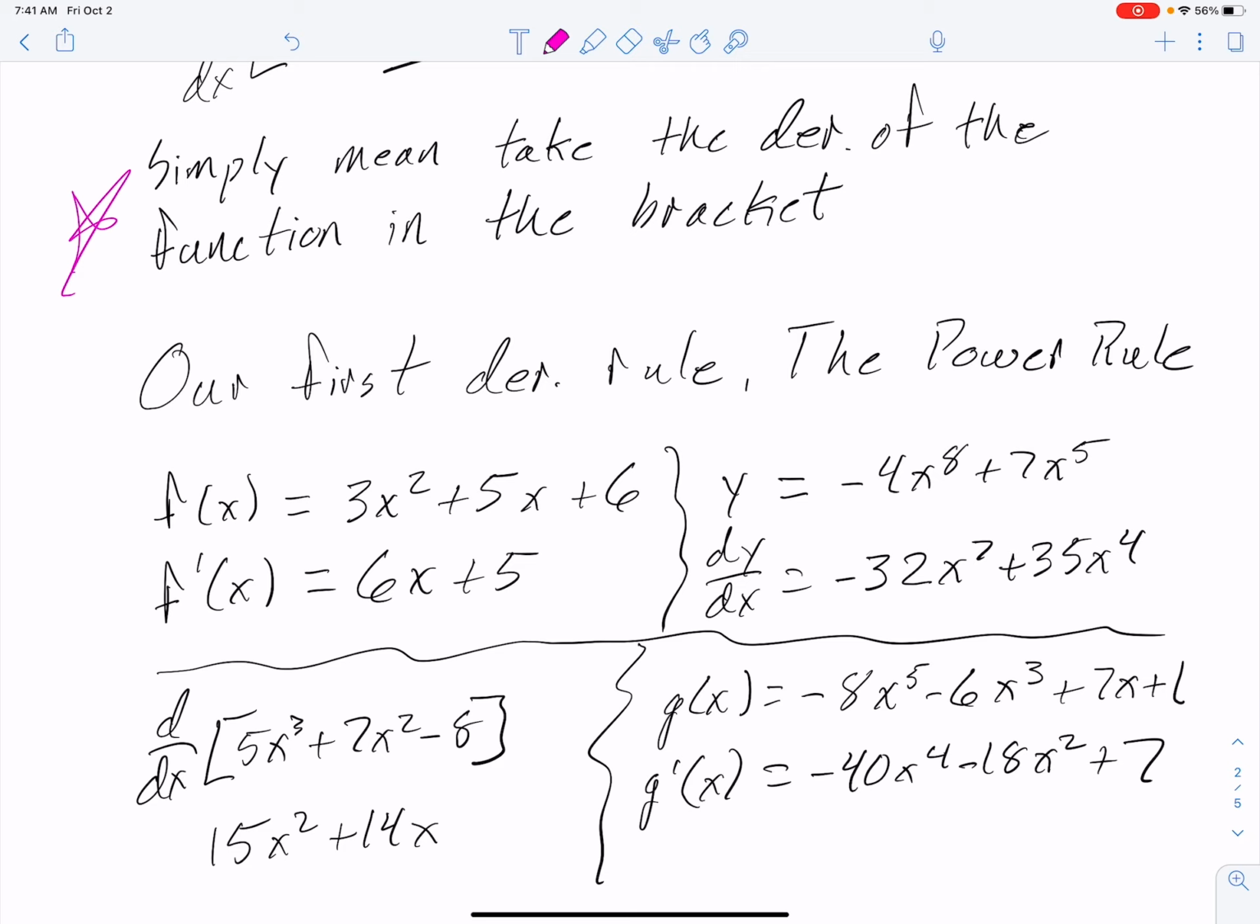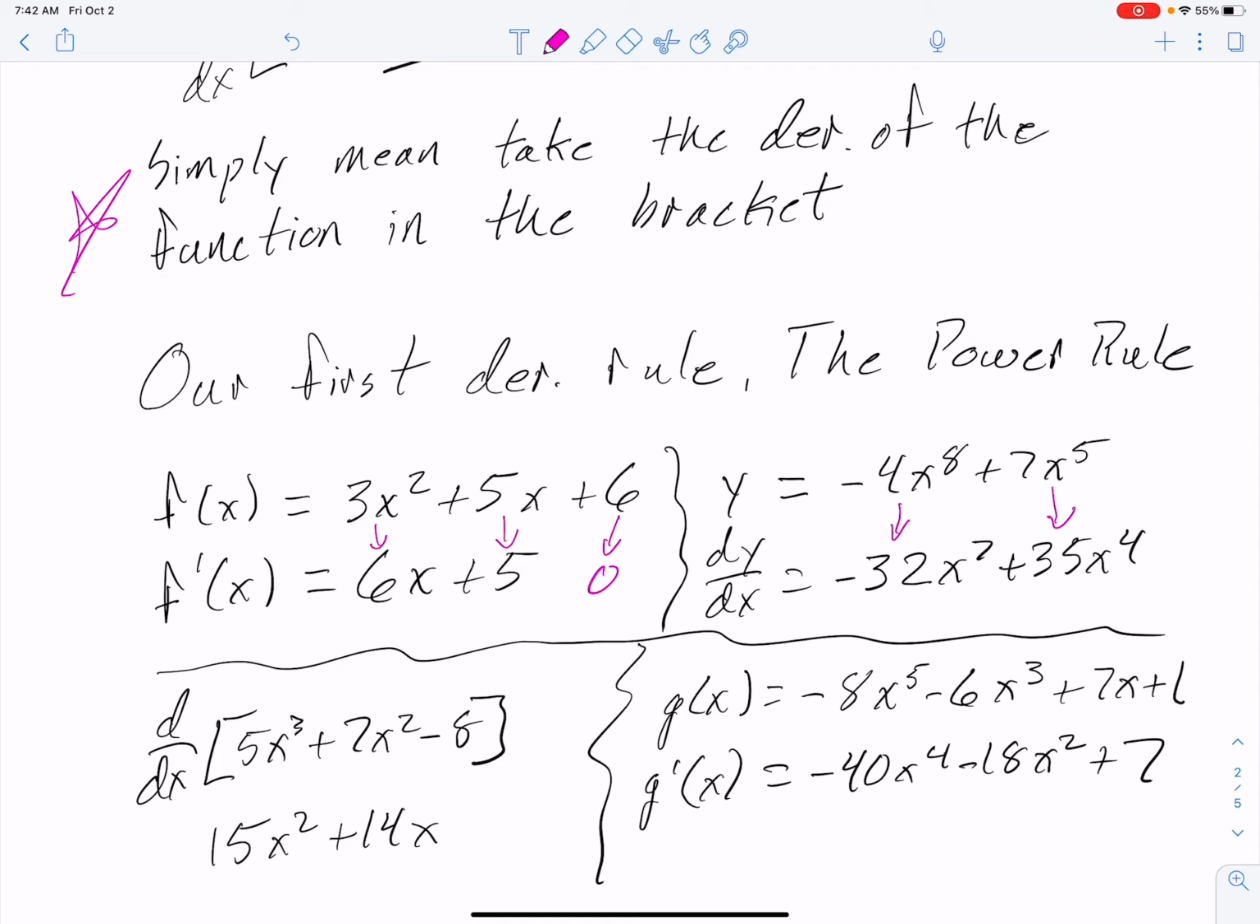So I've got 3x squared plus 5x plus 6 for my first function. The derivative of 3x squared is 6x, the derivative for 5x is 5, and the derivative for 6 is 0. In the second piece, I've got y equals negative 4x to the 8th plus 7x to the 5th. The derivative for negative 4x to the 8th is negative 32x to the 7th. The derivative for 7x to the 5th is 35x to the 4th.